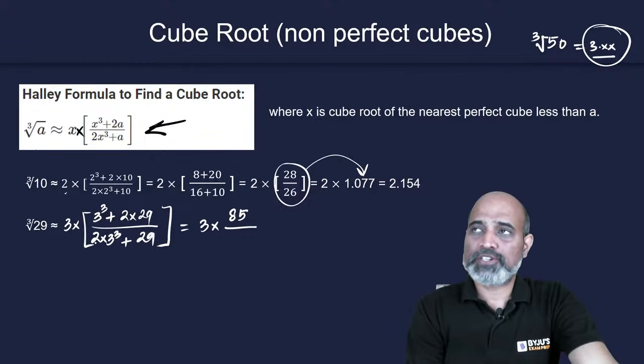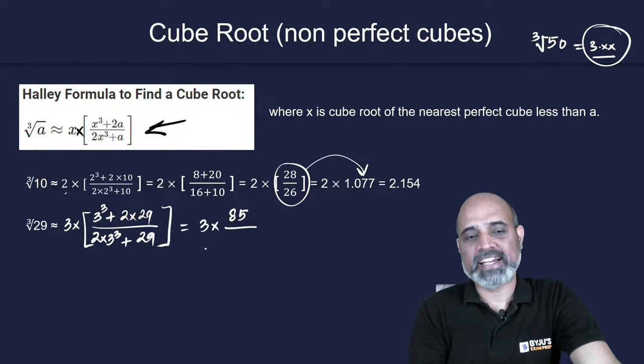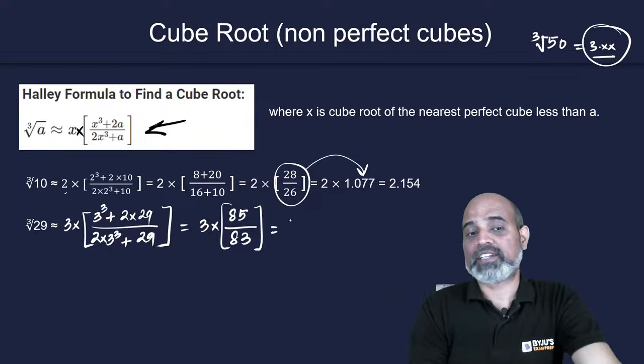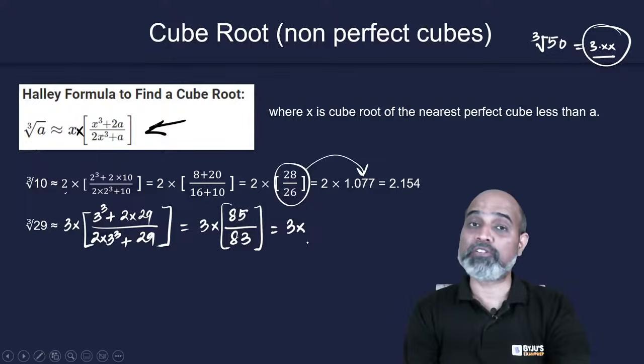Next, 27 into 2 is 54. 54 plus 29. 54 plus 20 is 74. 74 plus 9 is 83. Now, 85 by 83. Now, we are pretty sure that 85 by 83 is going to be 1 point something.